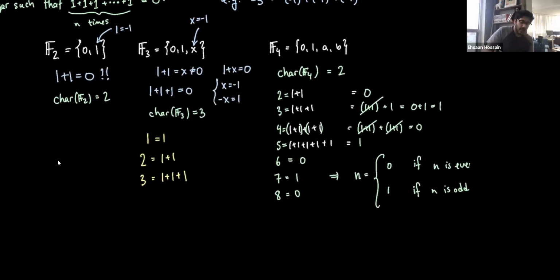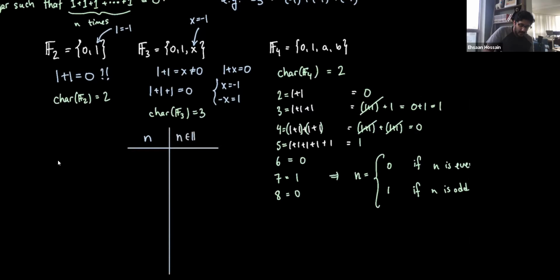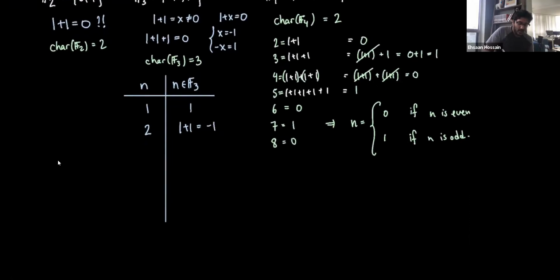So let's make that table again. Let's draw n, and then let's do 1 plus 1 plus 1. Well, n as an integer. Sorry. And then n as an element of F3. So for example, 1, I just call that 1. 2 would be 1 plus 1, which we can call x, and we know x is -1. So in total, 2 is equal to -1. How about 3?